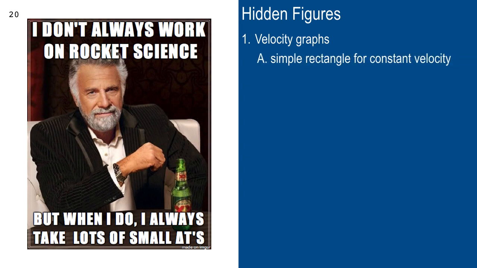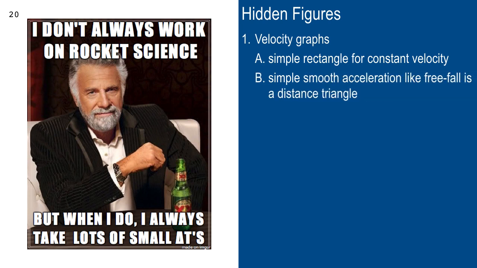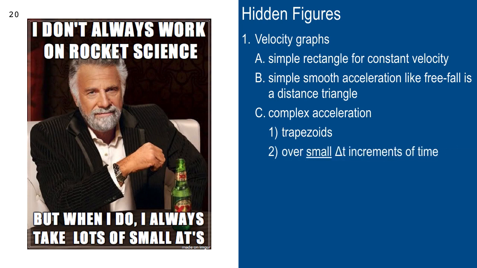Velocity graphs. As I said, we already know constant velocity: a simple rectangle, the distance rectangle. Pretty cinchy. Smooth acceleration like free fall, constant acceleration: distance triangle. Nothing too bodacious about that. We got that. And complex acceleration like a moonshot, or a submarine going through the briny deep. Just work on trapezoids, and pixelate it, small delta t increments of time, and you can get it as precise as you need to.